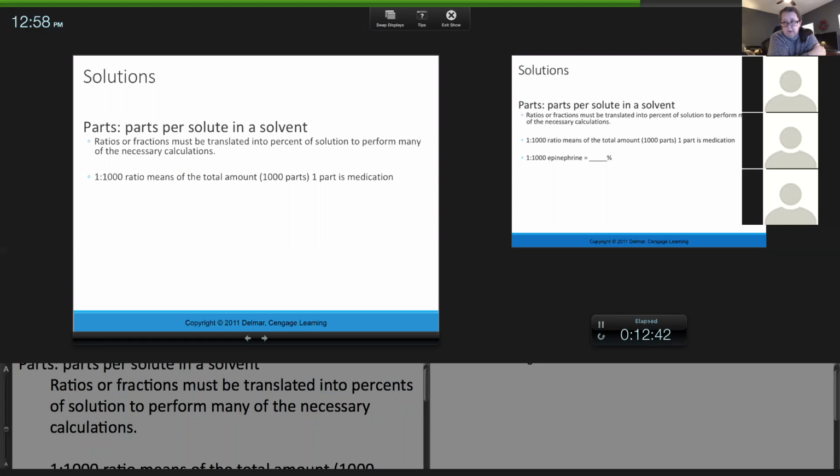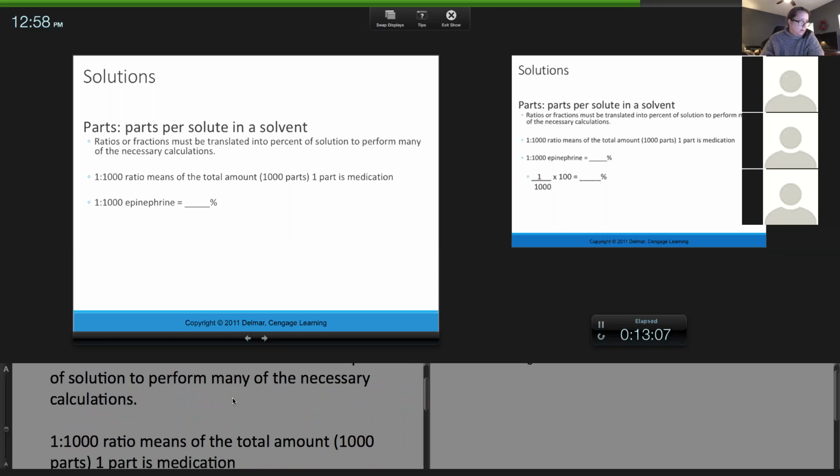Brittany, at the end, I'm going to work through one of those problems at the bottom on the homework, so it might make more sense. So hang tight on that question too, because if I'm talking about things that come as a 1 to 1,000 ratio, epinephrine comes like this, okay?